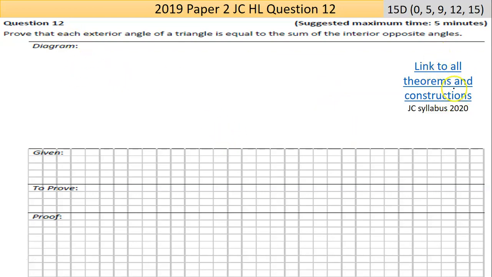I have a link here to all the different theorems and constructions on the current Junior Cert syllabus. It's currently 2020. So question 12 here is asking us to prove that each exterior angle of a triangle is equal to the sum of the interior opposite angles. Okay, so this is a standard theorem. So I might as well go to the answer.